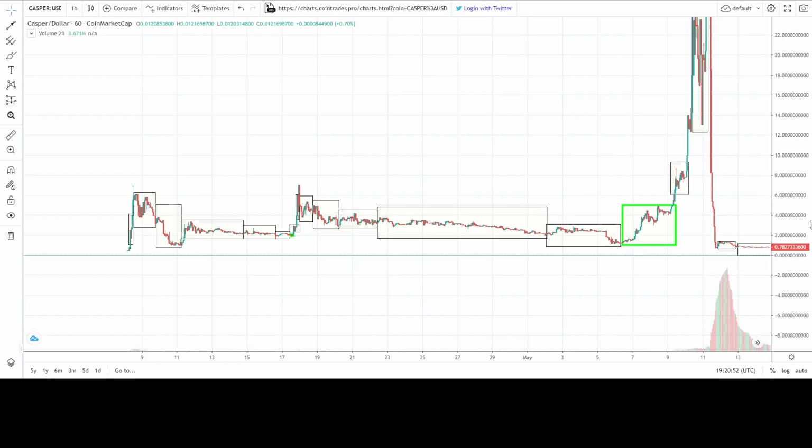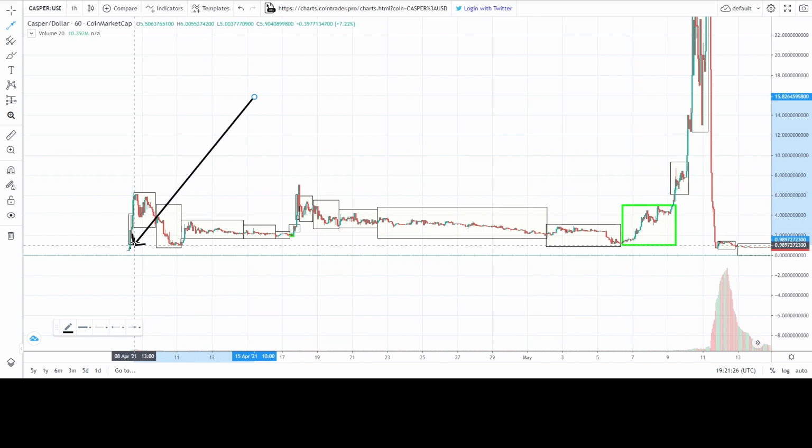Casper chart. Okay, so this is the very beginning of the Casper chart. Now, I am no longer on TradingView. This is charts.cointrader.pro. It's a free website that you can use to go back further in time on a small time frame than what TradingView typically allows you to do. So this chart, for those of you who are new, I'll quickly go through this macro structure. For those of you who are familiar with this, stick around, it's good review.